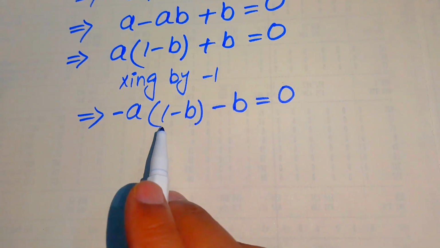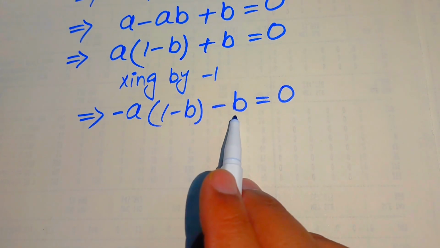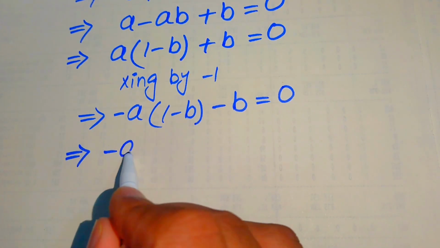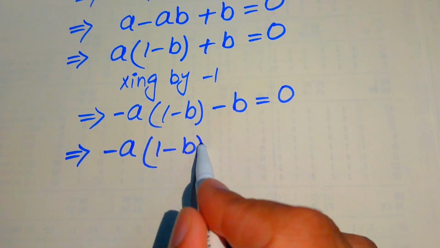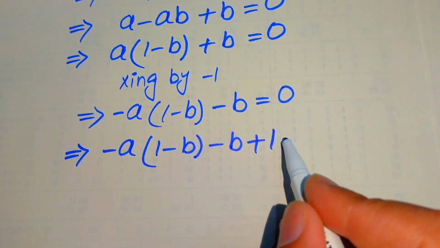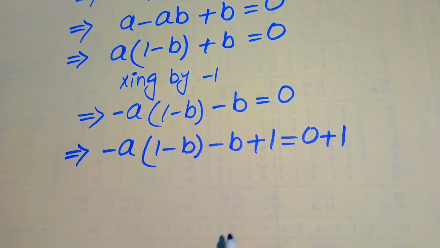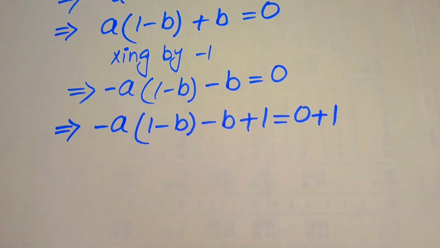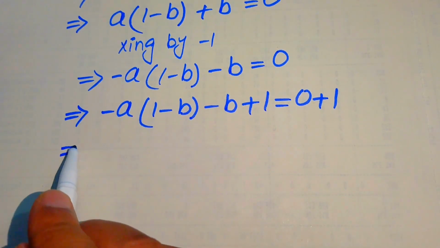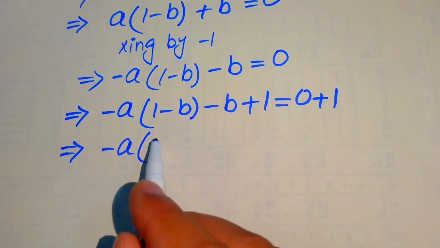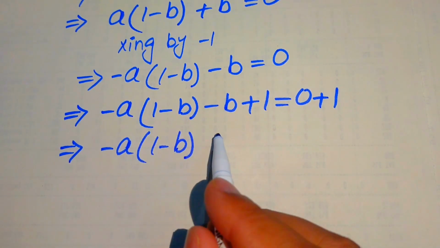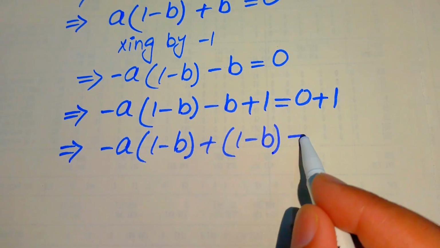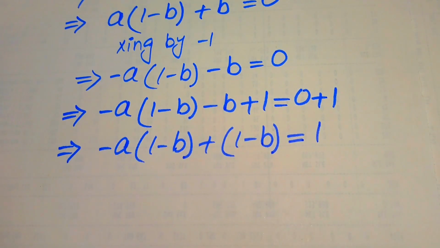In the next step, you see that this is plus 1 here, but here we cannot have 1, so we will add 1 on both of the sides. After adding 1, this will be written as minus a times 1 minus b plus 1 equals 0 plus 1. Here we add 1 on both of the sides, and now we can easily make the factors of this equation. Now we rearrange the terms. We have minus a times 1 minus b. Here we rearrange the terms and write minus b plus 1 as 1 minus b, and this is equal to 0 plus 1, which becomes 1.